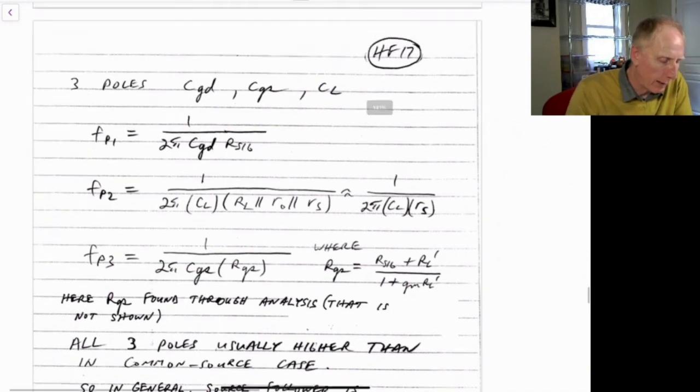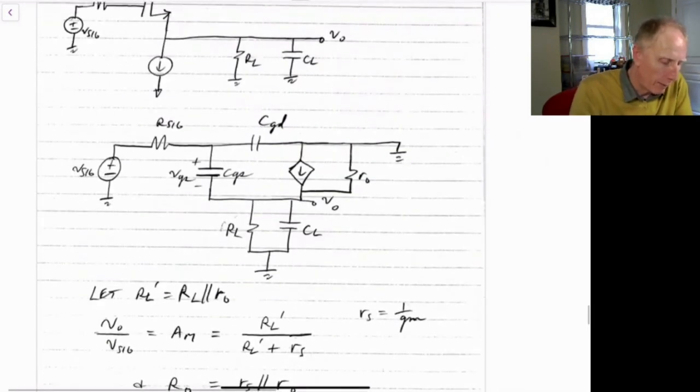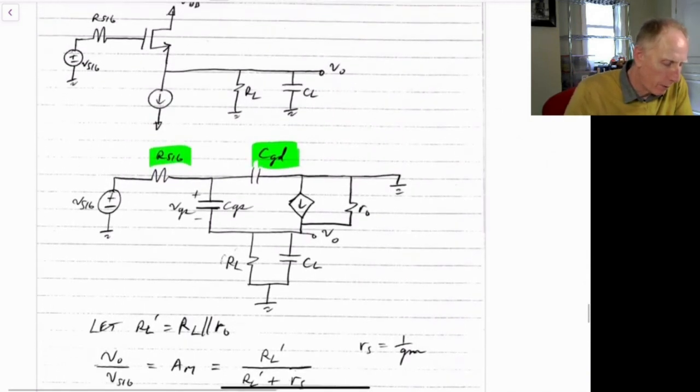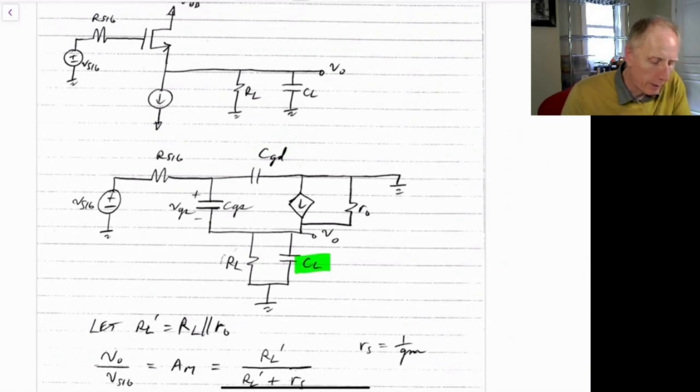The other two: we have C gate to drain. So we have this capacitance here. We say what impedance does this capacitance see when the other capacitances are open circuited? In this case it will just see R sub signal. So we have that FP1 is just equal to C gate to drain times R signal divided by 2 pi as well. Then for CL, the resistance that we see across here is going to be RL in parallel with R naught.